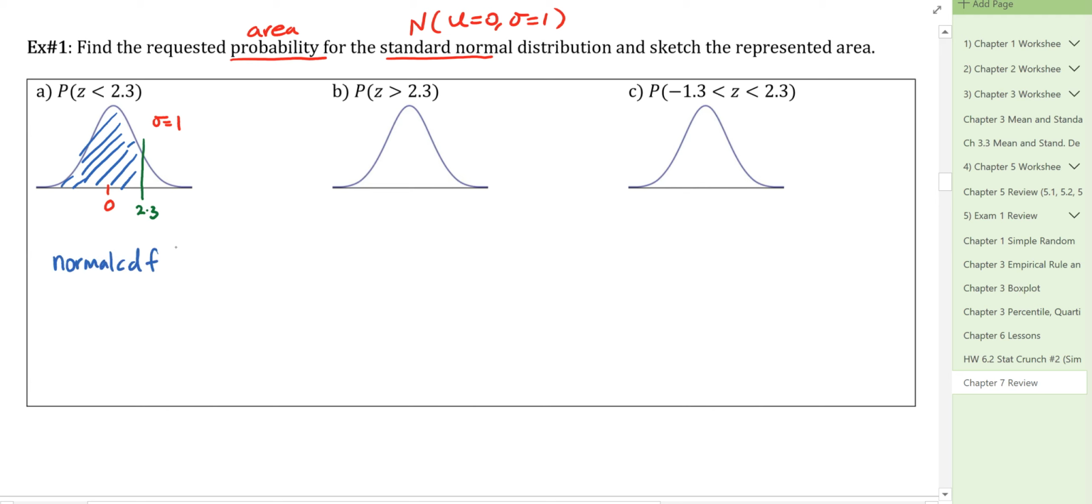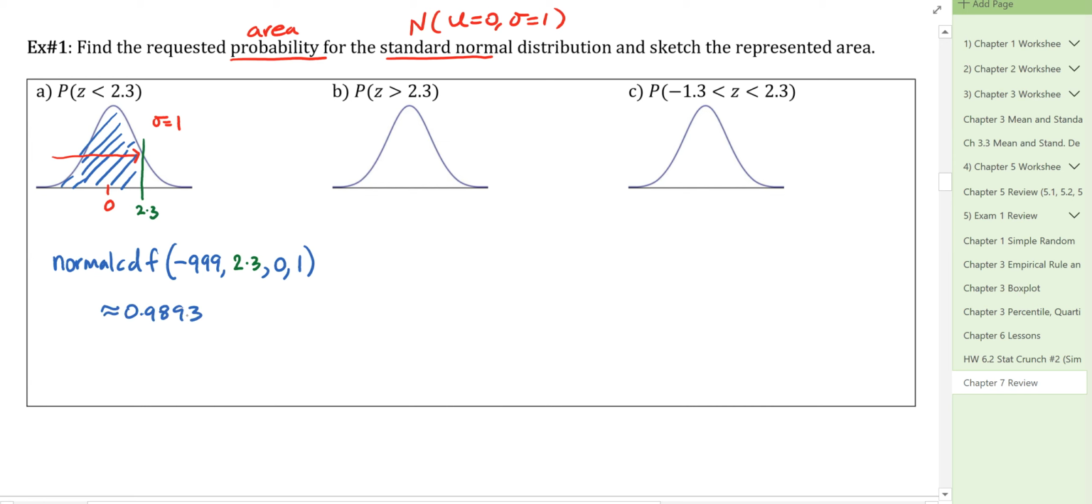Normal CDF, and think about my lower bound here. Again, I'm going from negative infinity all the way up to 2.3. For negative infinity, we use a big negative number. I said negative 999. And then my upper bound in this case is 2.3, and the mean is 0, standard deviation is 1. Right? Mean is 0, standard deviation 1. So enter that in your calculator, and you'll get the answer. That is approximately, let me do 4 digits, approximately 0.9893.